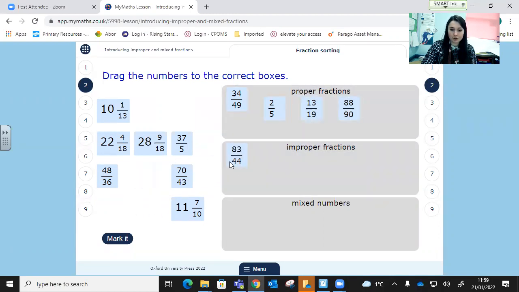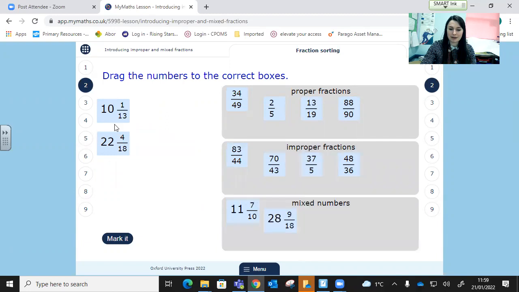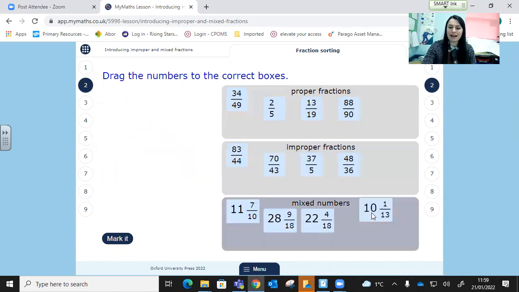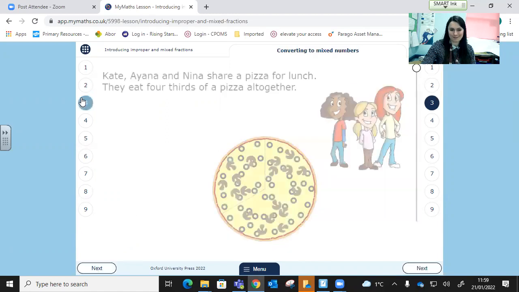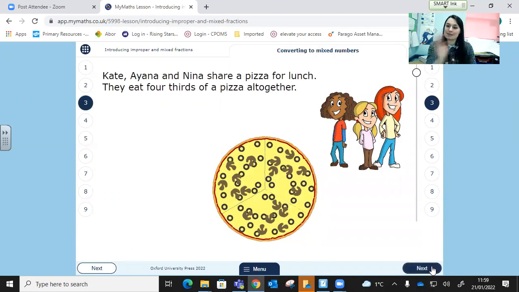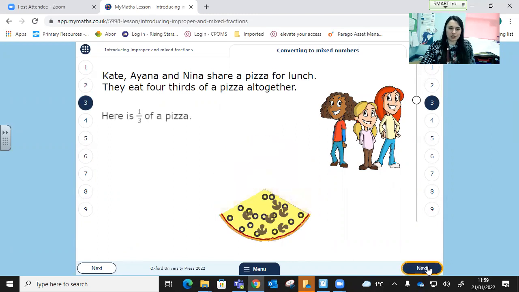Improper is where our numerator is bigger than the denominator. So that's those. And then a mixed number is where we have a whole number and a fraction. So hopefully you got those correct. What we are revising today is moving between mixed numbers and improper fractions. So here's a bit of a revision.